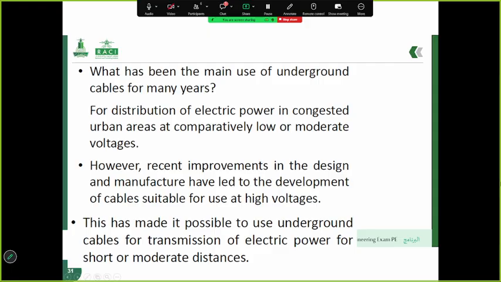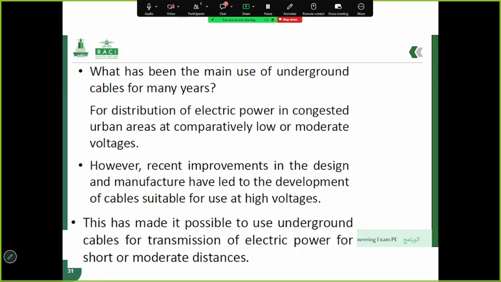Okay, based on this slide, we can now understand the historical and modern applications of underground cables. For many years, the primary application of these cables was for the distribution of electric power in congested urban areas. They were predominantly used for lower or moderate voltage applications, where the high installation costs and installation challenges at higher voltages were less of a concern.